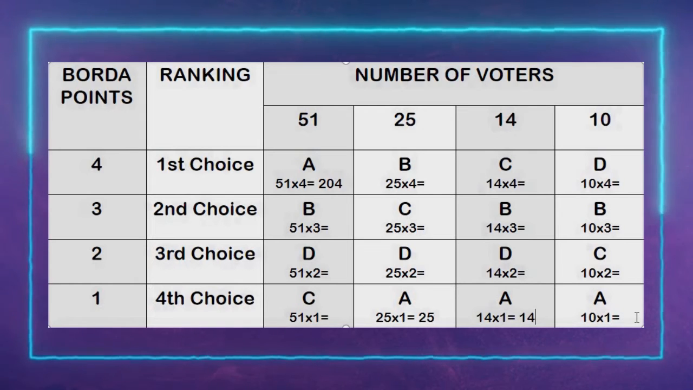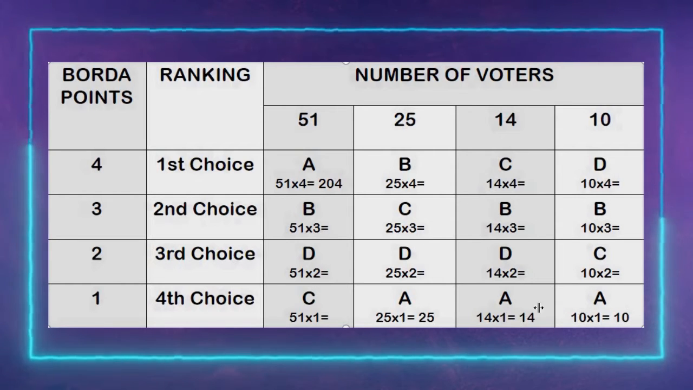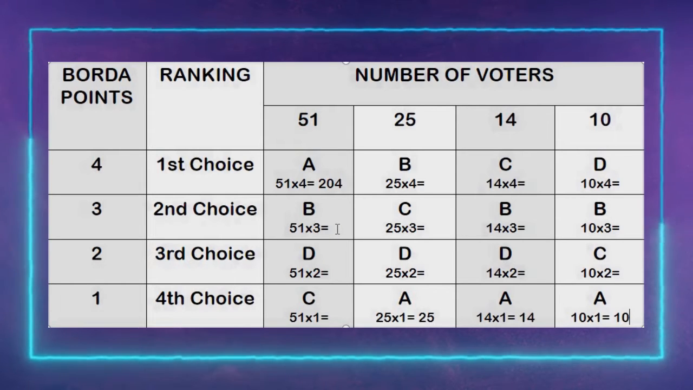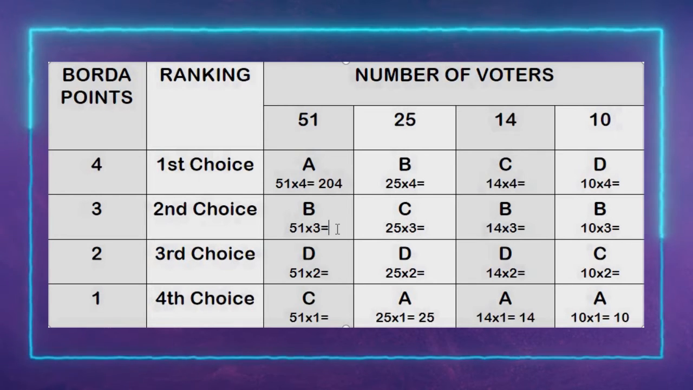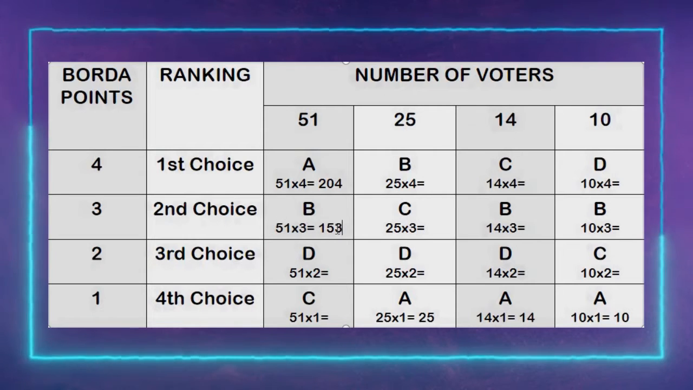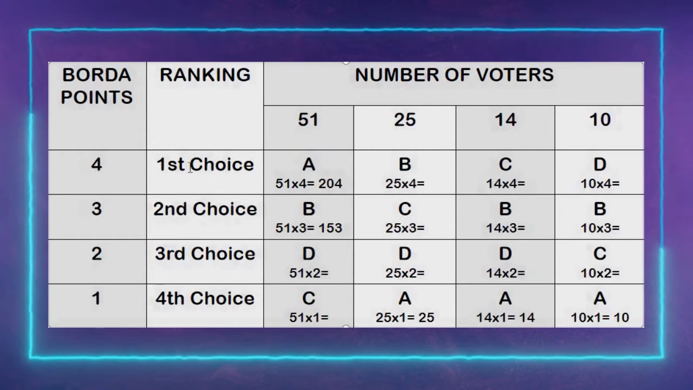Then 25 voters rank candidate A as the last choice, or the fourth choice. So it has only 1 point, so 25 times 1. And also 14 voters rank candidate A as the last preference, or the fourth choice, with 1 point. So 14 times 1. Then 10 voters also rank A as their last choice with 1 point. So 10 times 1.